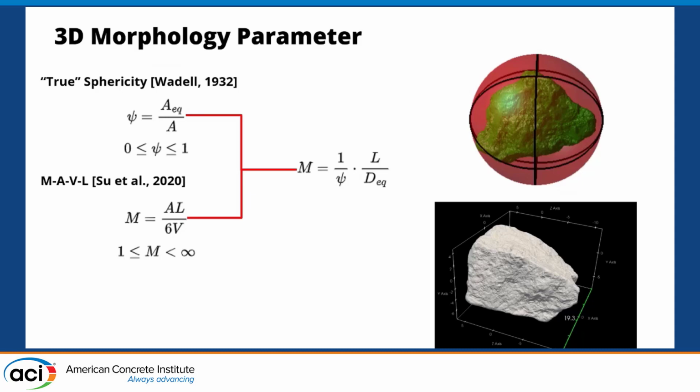So we just thought about, probably we need to propose 3D morphology parameters, but actually there are not many available in the literature. So one of the possibilities is the so-called true sphericity proposed by Wadell in 1932. That is just nothing but a ratio of the surface area. So A sub EQ is that you first take the volume of the particle and then imagine a sphere having exactly the same volume, then A_EQ is the surface area of that fictitious sphere. And then the denominator A is the real surface area.